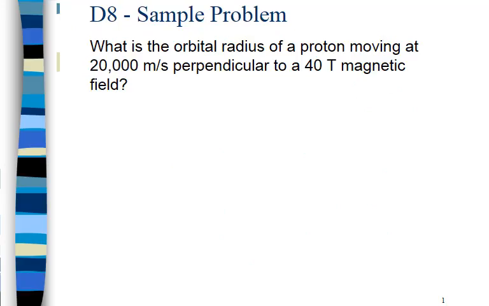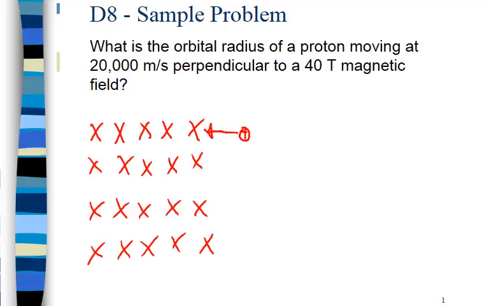So what's the orbital radius of a proton that's going at 20,000 meters per second, perpendicular to a 40 Tesla magnetic field? So why don't you go ahead and try this? You can pause the clip, go ahead and draw this out, and we can try that. And this is the orientation I want you to try. Let's say the field is going into the page and the proton is going like this. So go ahead and determine the direction of the loop, and also how big the radius would be.